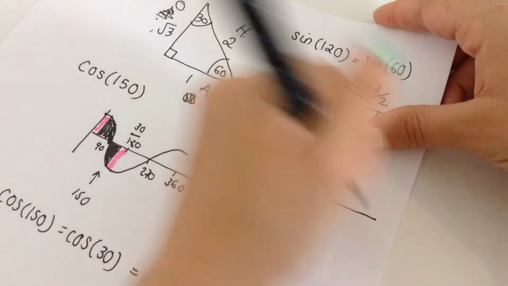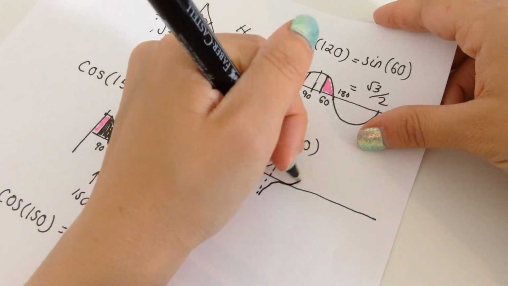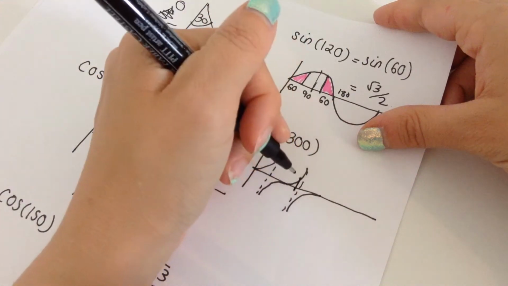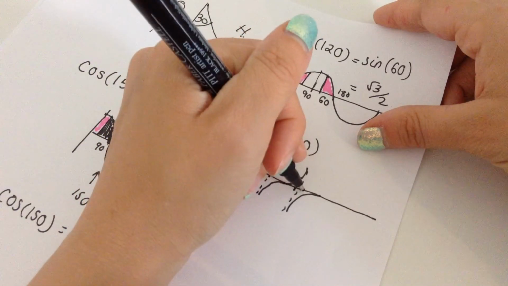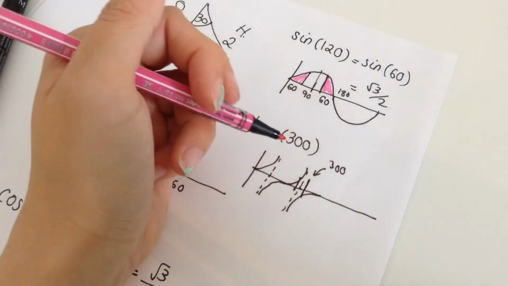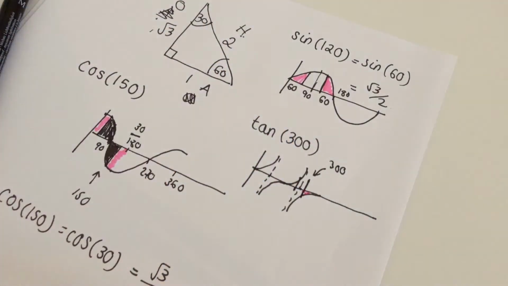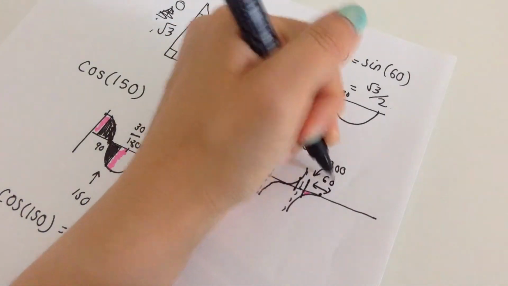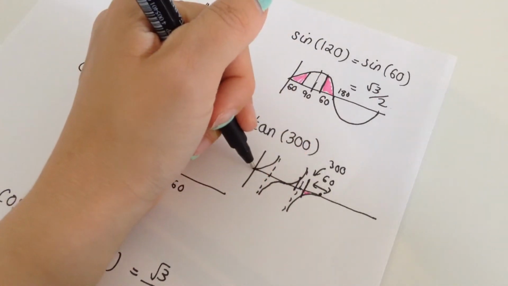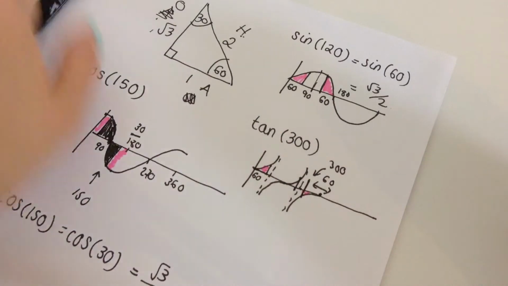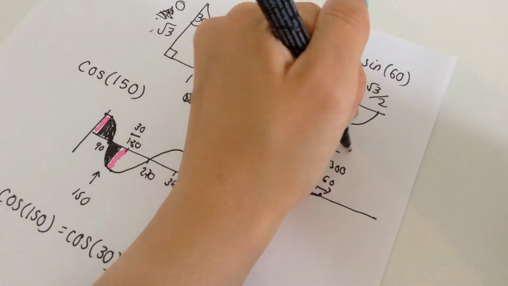So let's just quickly draw a tan graph. 90, 180, 270, 360. Okay, so 300 is about here, which is 60 away from here, so this gap is 60. So I need this gap to be 60 as well. So it's like tan of 60, except tan of 300 is negative and tan of 60 is positive. So this is equal to the negation of tan of 60.